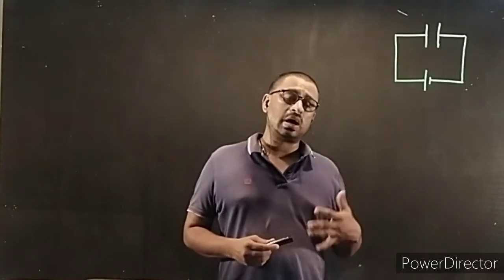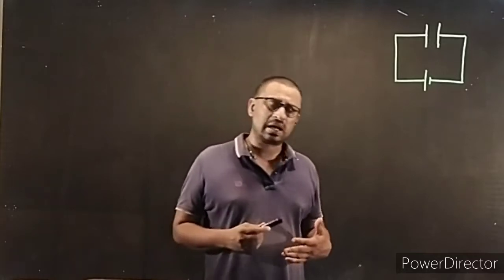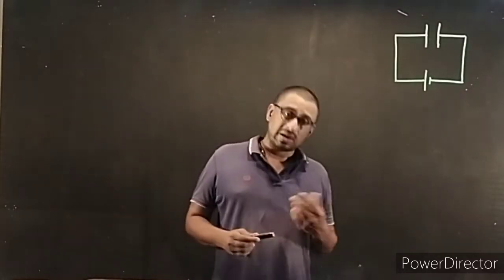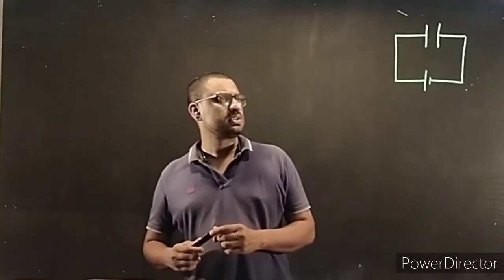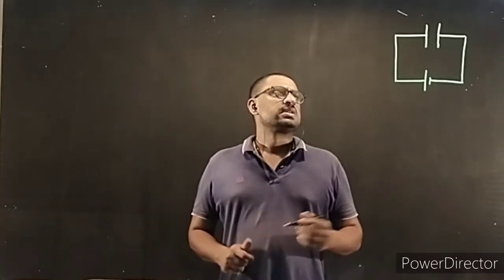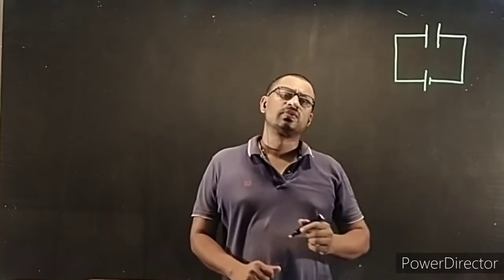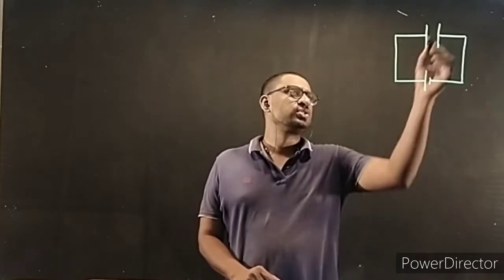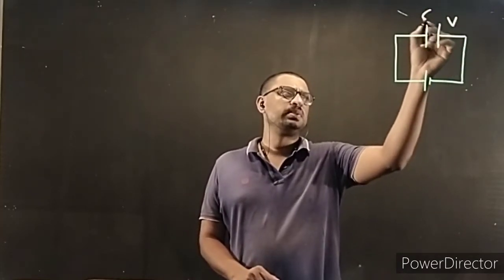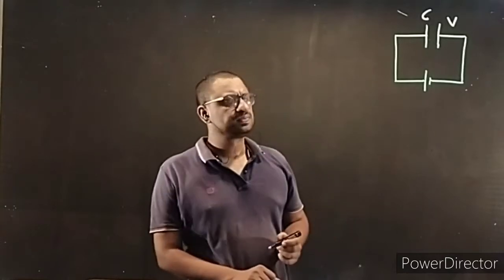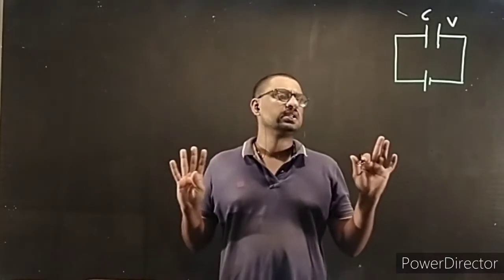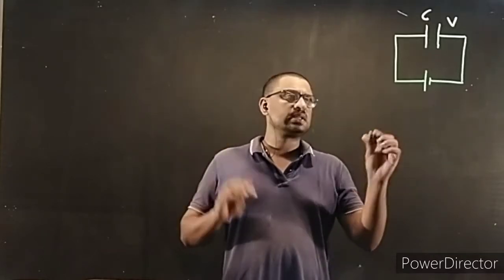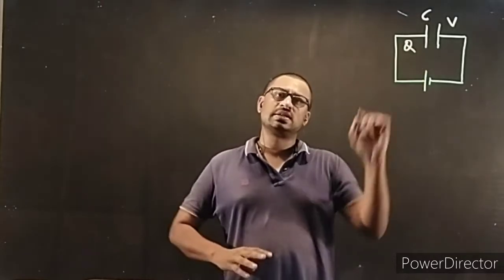Or what is the work, how does this charging happen and what happens to that work? Or what is that work which makes the capacitor get charged? All those are the questions. Suppose it is charging to a potential V and C is the capacity of it. V is the final potential, C is the capacity and Q is the final charge it is going to store.